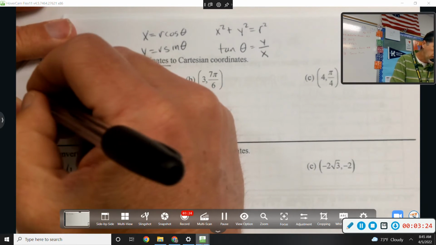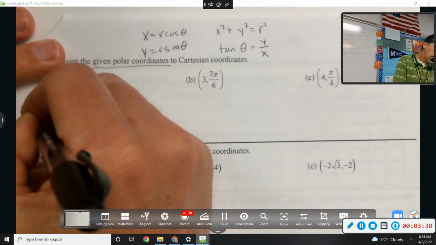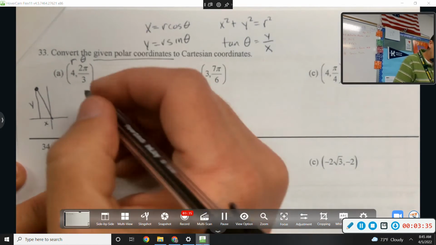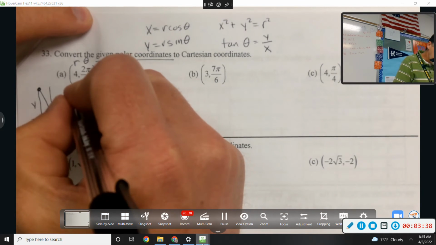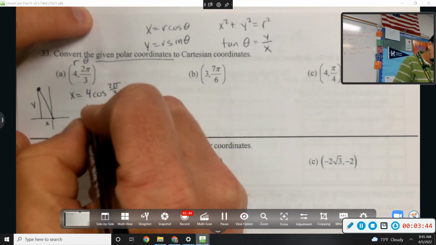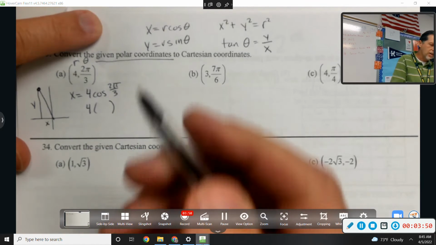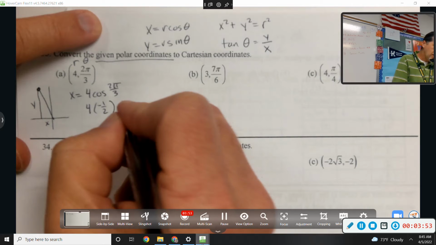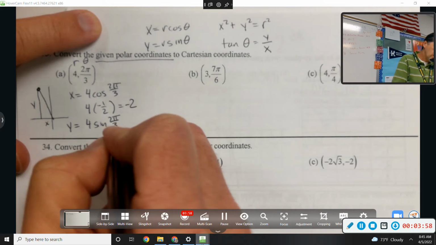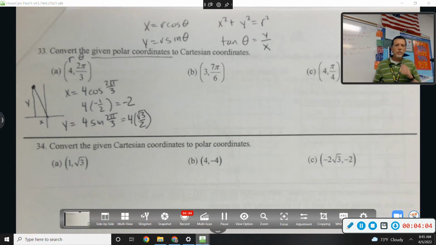Let's see, 2 pi over 3 comma 4 would be like right there. And so I'm looking for the x and the y. X is 4 cosine 2 pi over 3. Plus, this helps me with cosine 2 pi over 3 if I have it graphed right there. That would be negative 1/2. Y is 4 sine 2 pi over 3. Sine of 2 pi over 3 is root 3 over 2.